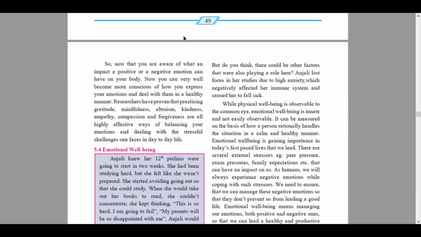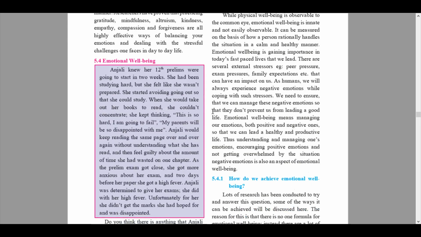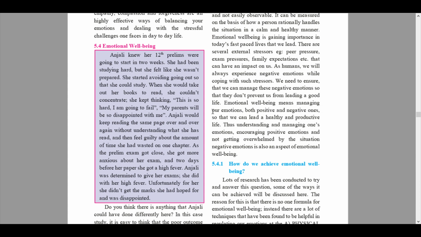Unit 5.4, emotional well-being. We have our first detail given here. Anjali knew her 12th prelims were going to start in 2 weeks. She had been studying hard, but she felt like she wasn't prepared. She started avoiding going out so that she could study. When she would take out her books to read, she couldn't concentrate. She kept thinking, this is so hard, I'm going to fail. My parents will be so disappointed in me.